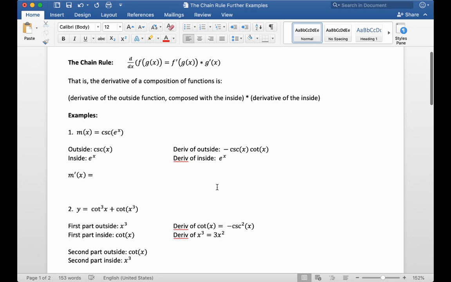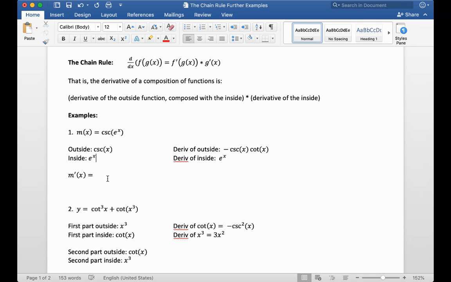The first one is m of x is equal to the cosecant of e to the x. And so the first task is to correctly identify which functions are outside and inside. So here we can hopefully see that e to the x is inside the cosecant function. And so therefore e to the x is going to be the inside function here, and the cosecant function is going to be on the outside.